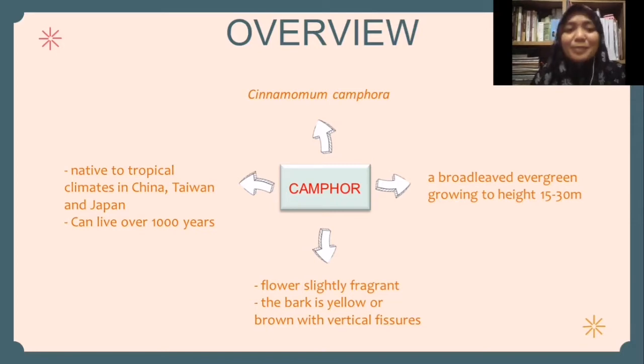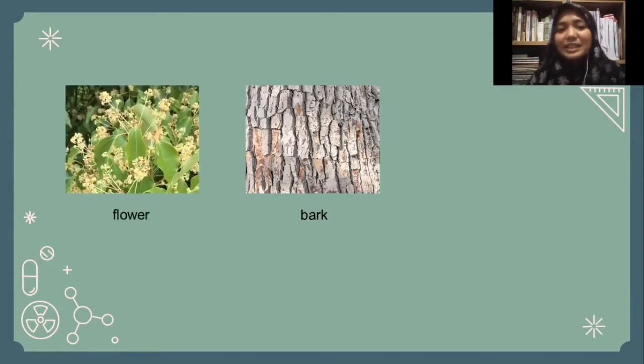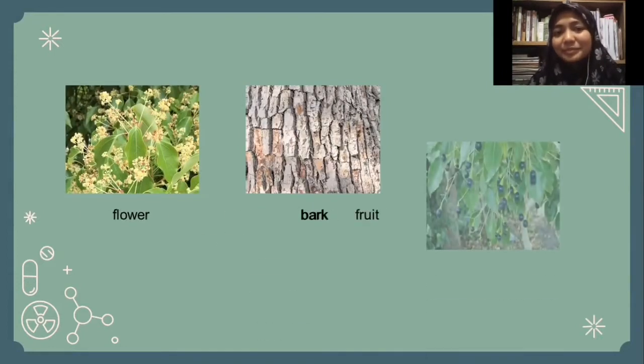This tree is a broad-leaf evergreen growing up to 15 to 30 meters. Each flower is slightly fragrant. The main attraction of the camphor tree is the color of the bark, which is yellow or brown with vertical features. This is the structure and color of the bark, the flower, and the fruit.